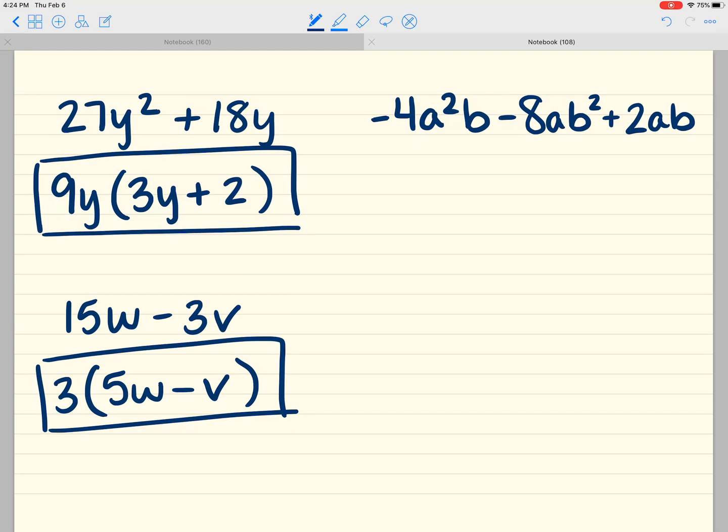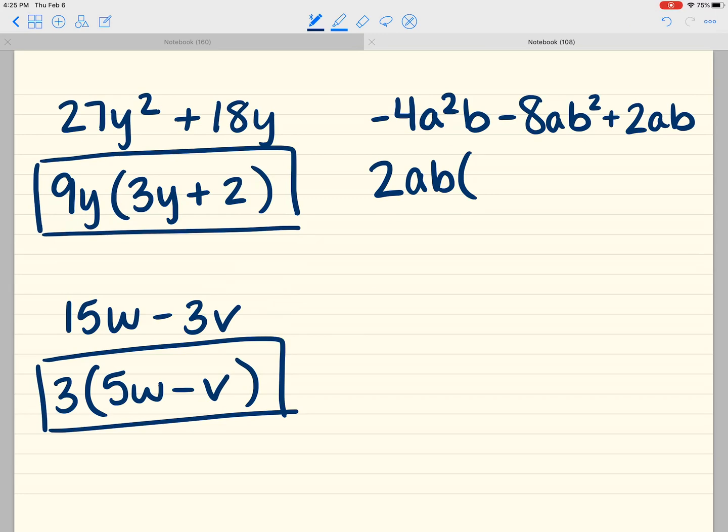So number parts, I'm looking at 4, 8, and 2. So I would factor out 2. And then from variables, I have a squared, a, and a. So the biggest variable I could take out is just a. And then each of them has b, so I'm going to take out 2ab. All right, remember, think about if you divide by 2ab or factor that out, what are you left with?